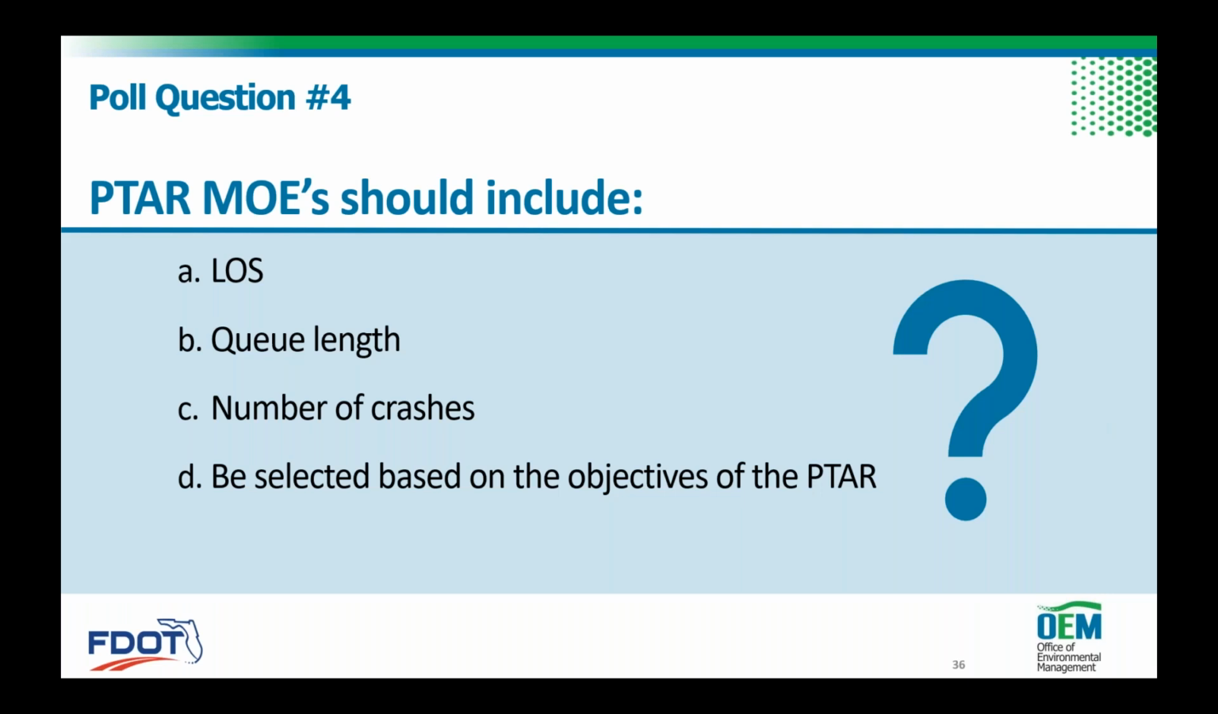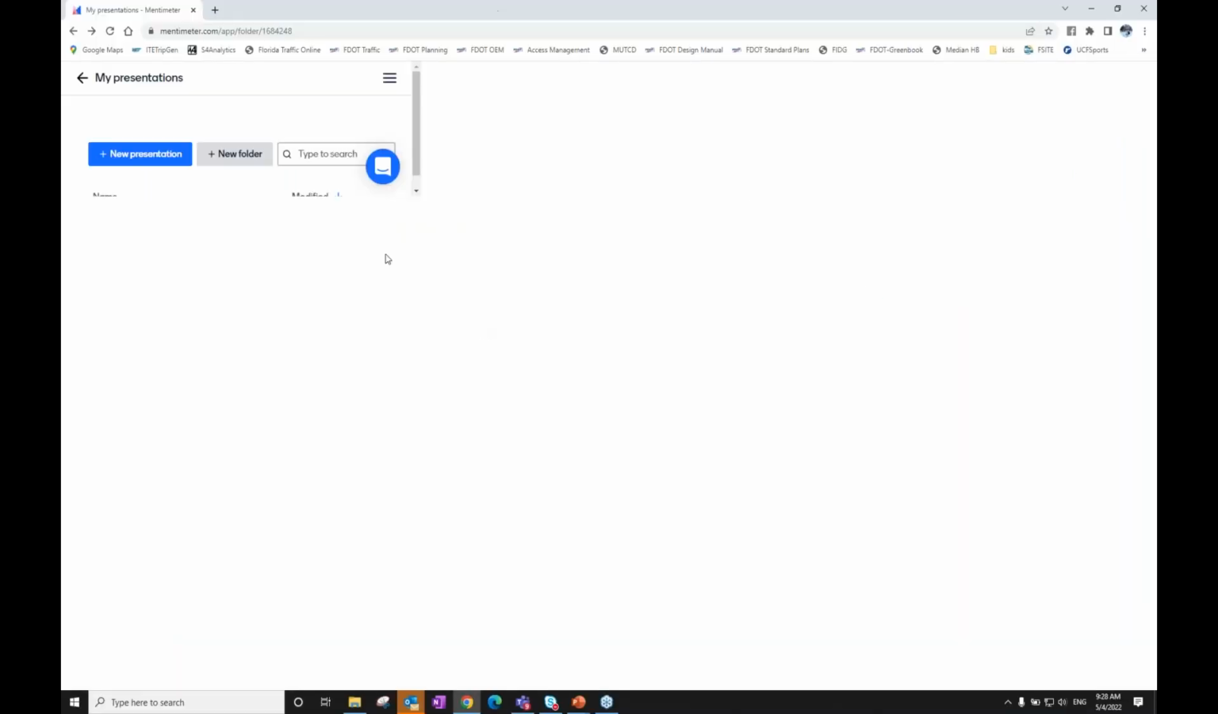So that brings us to poll question number 4. Now we'll open the Menti here in 1 second. PTAR should include level of service, queue length, number of crashes, or be selected based on the objectives of the PTAR. Get back to the next question. Notice we didn't give you an all of the above this time. Okay, so this is question number 4.